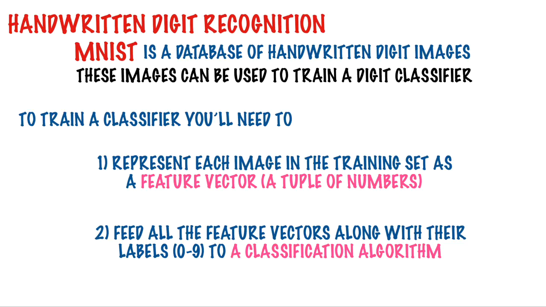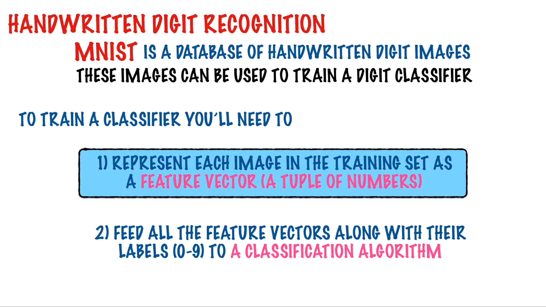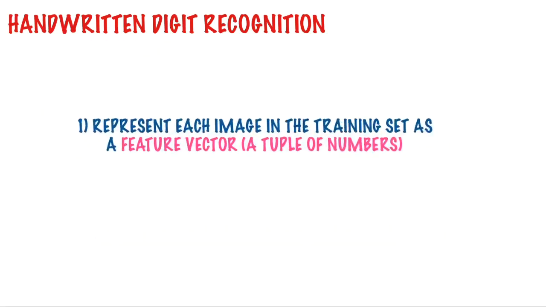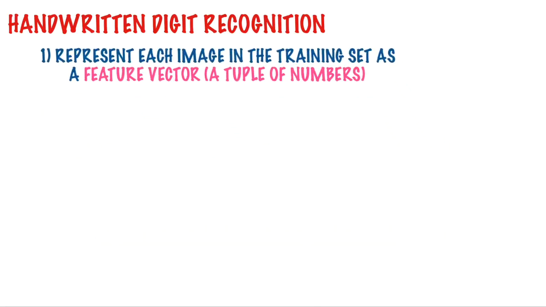So let's go through this step by step. First, we'll look at how an image can be represented as a tuple of numbers, and then we'll see which classification algorithm that tuple of numbers should be fed into. So the first problem is this: how do you take an image of a cat or a dog or a digit and then represent it as a tuple of numbers?